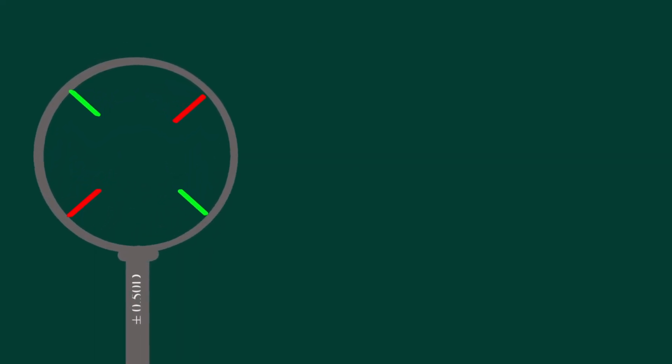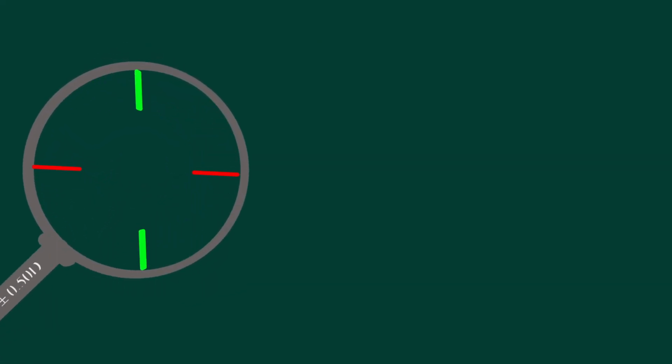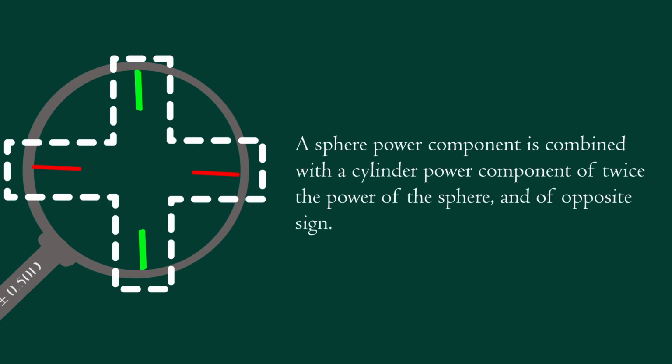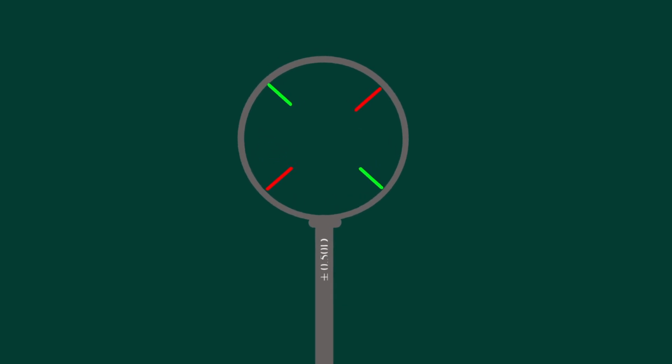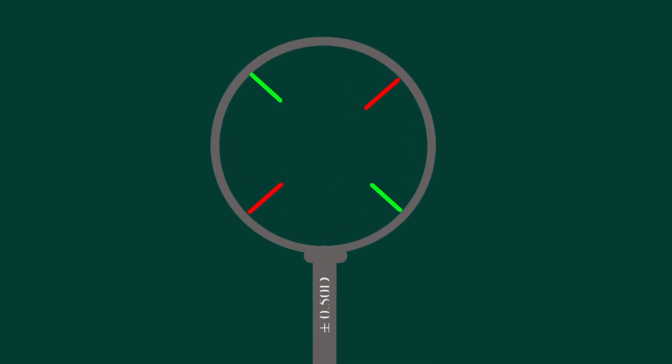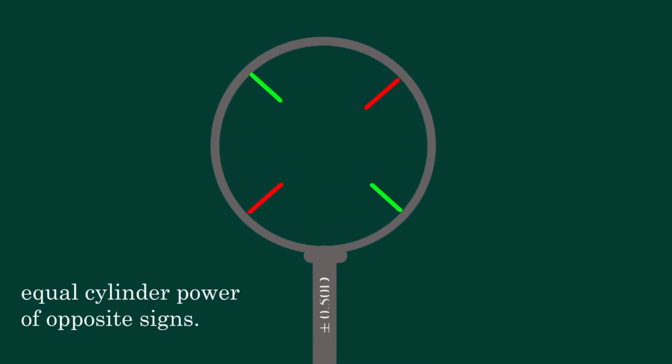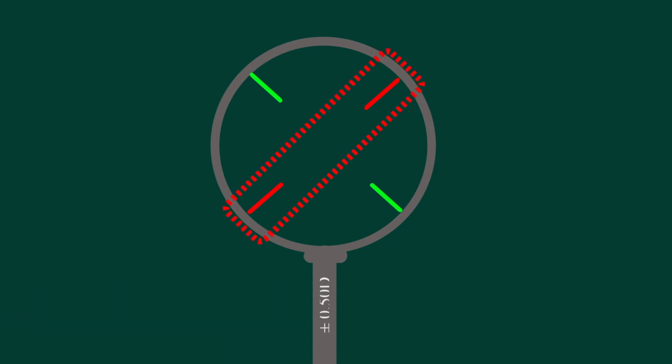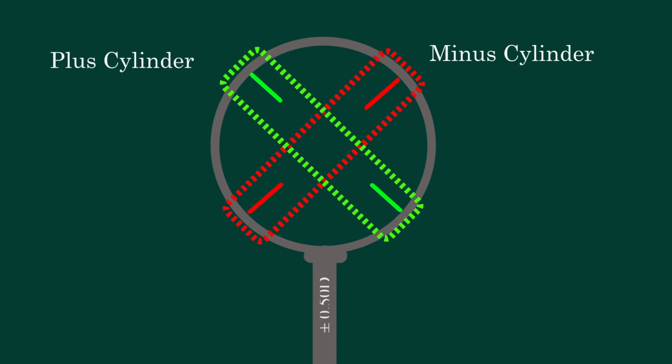Jackson cross-cylinder is a spherocylindrical lens, available in a handheld form. A sphere power component is combined with a cylinder power component of twice the power of the sphere, and of opposite sign. Thus, the two principal axes of a crossed cylinder lens exhibit equal cylinder power of opposite signs. The marked red line over the glass represents the axis of minus cylinder power and green represents the axis of plus cylinder power.